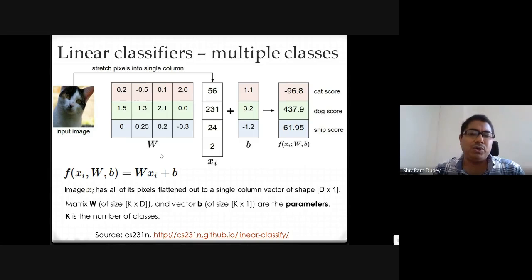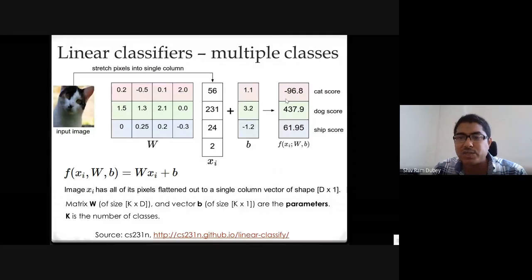So now if you multiply this matrix W with Xi, and then add B, we end up with another matrix, which gives us the class scores. Now we can think about which values of W and B are responsible for the class score of the cat category. If this is the first value here, then only the first row of W and the first value of B are responsible for getting this value.